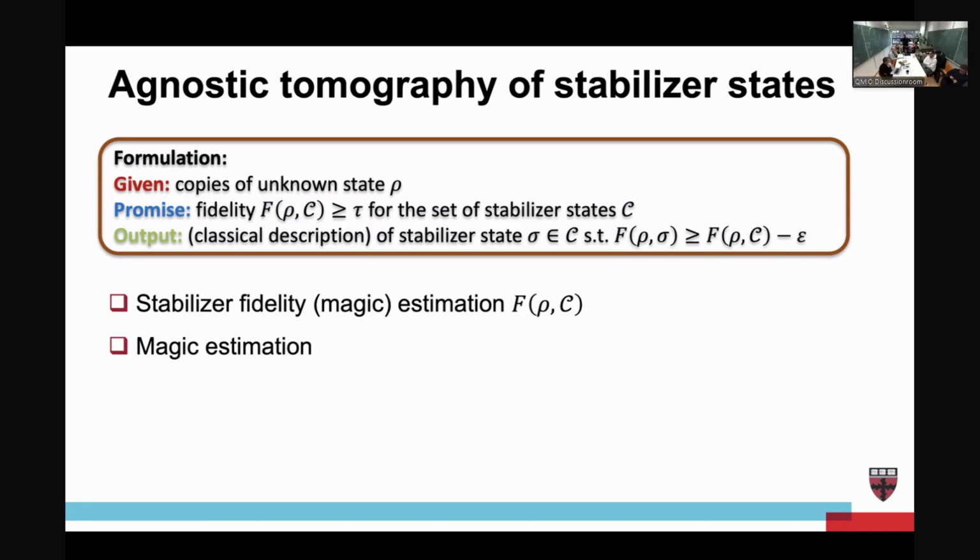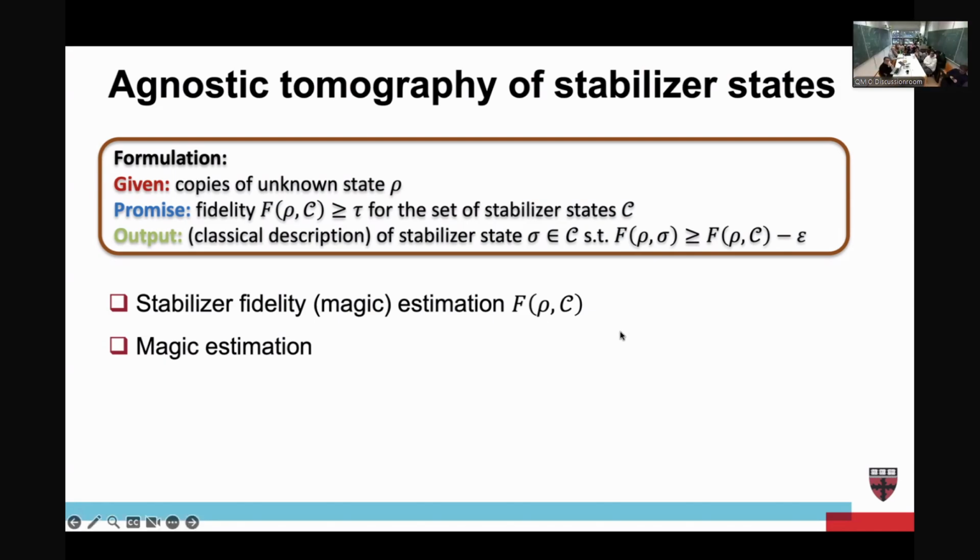I think the question is, I had the same question. It sounds like in your task, you need the promise that your state is at least tau close to the stabilizer states. It sounds like you're estimating something for which you already have a promise. Is it something weaker? Do you have the ability to test that, or abandon when it's larger than tau? That's also true. Even when tau is unknown, you can do something like a binary search to search for this tau, right?